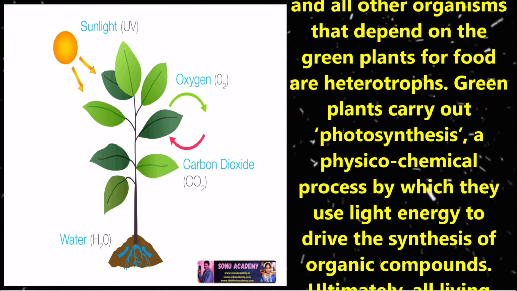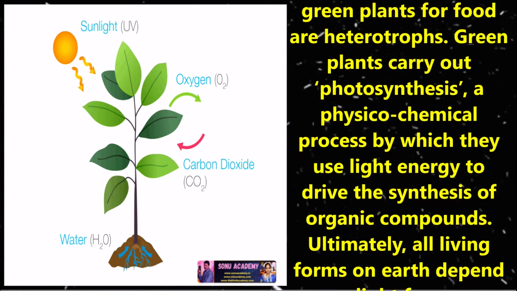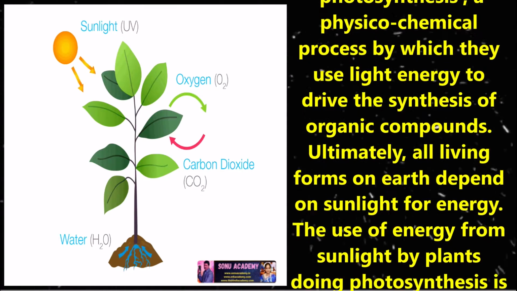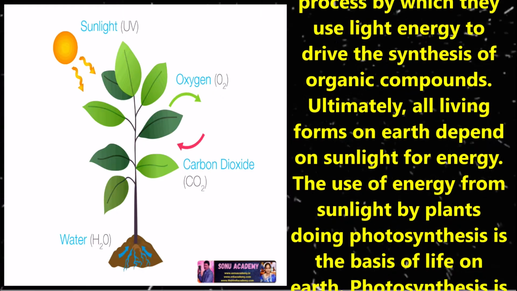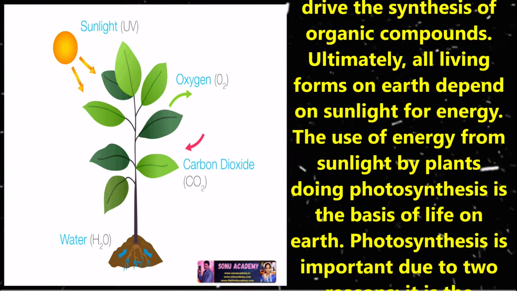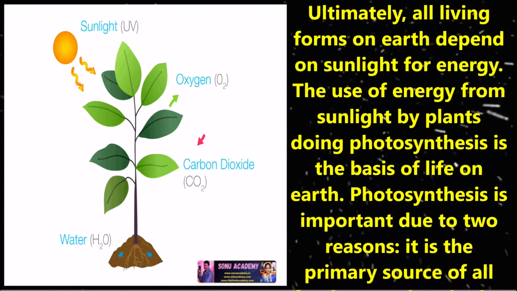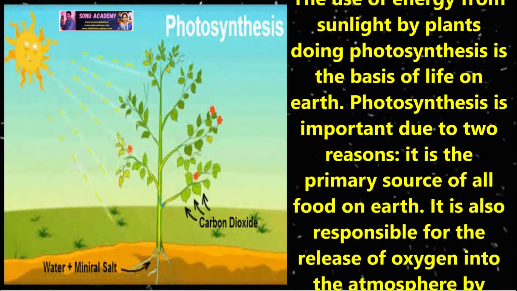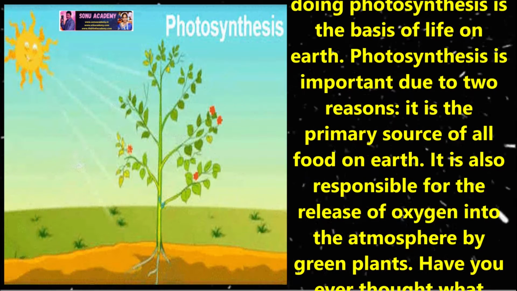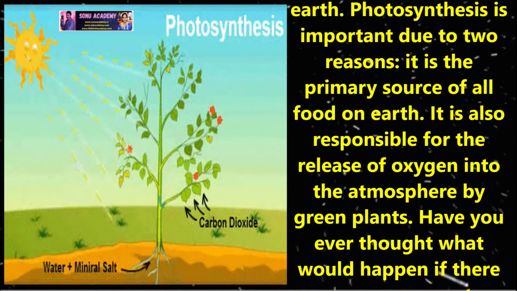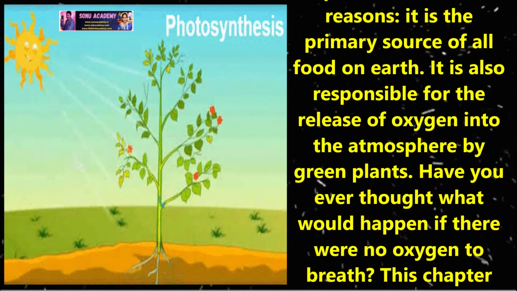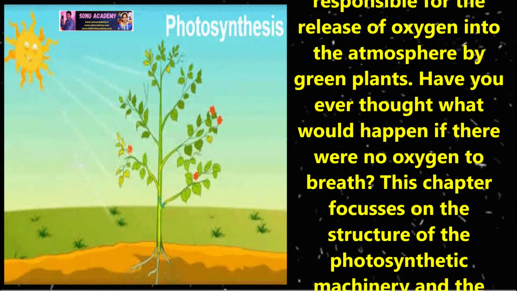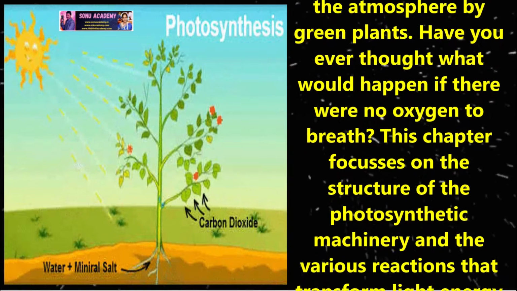Green plants carry out photosynthesis, a physico-chemical process by which they use light energy to drive the synthesis of organic compounds. Ultimately, all living organisms on the earth depend on sunlight for energy. The use of energy from sunlight by plants doing photosynthesis is the basis of life on earth. Photosynthesis is important due to two reasons. It is the primary source of all food on earth. It is responsible for the release of oxygen into the atmosphere by green plants.